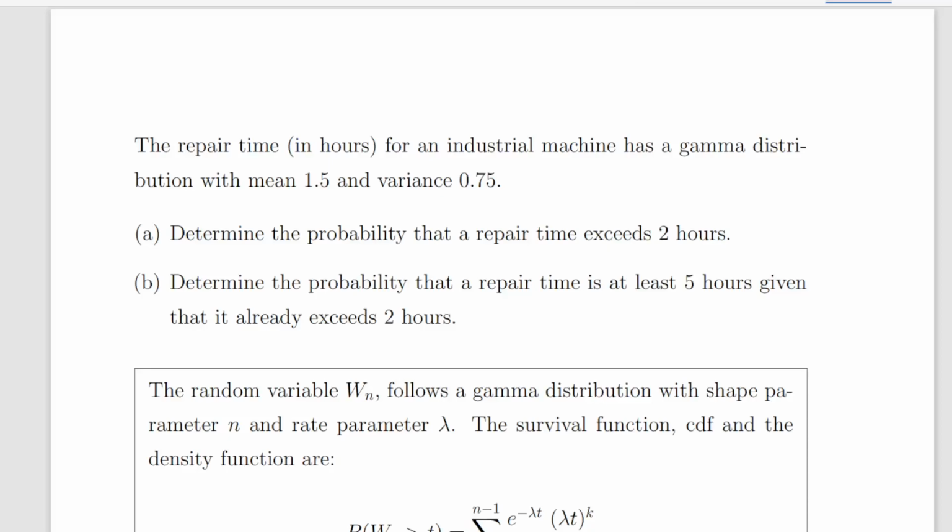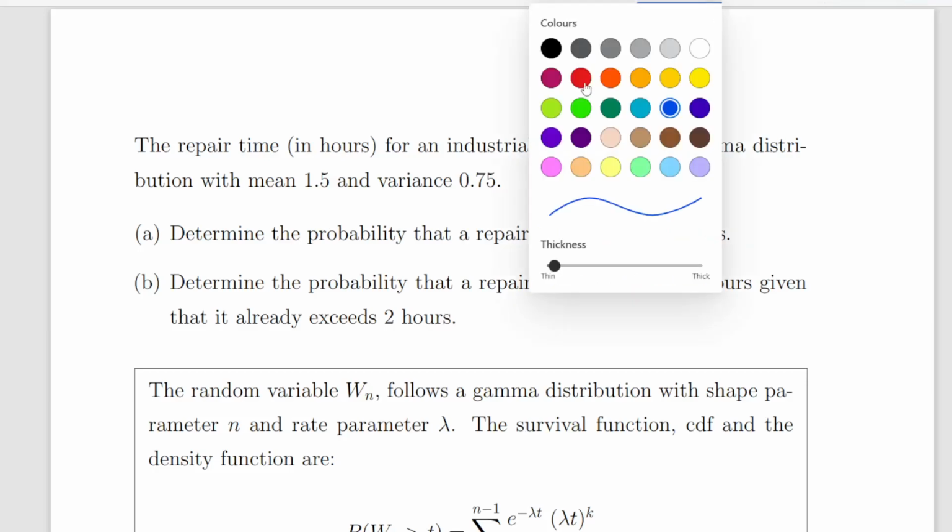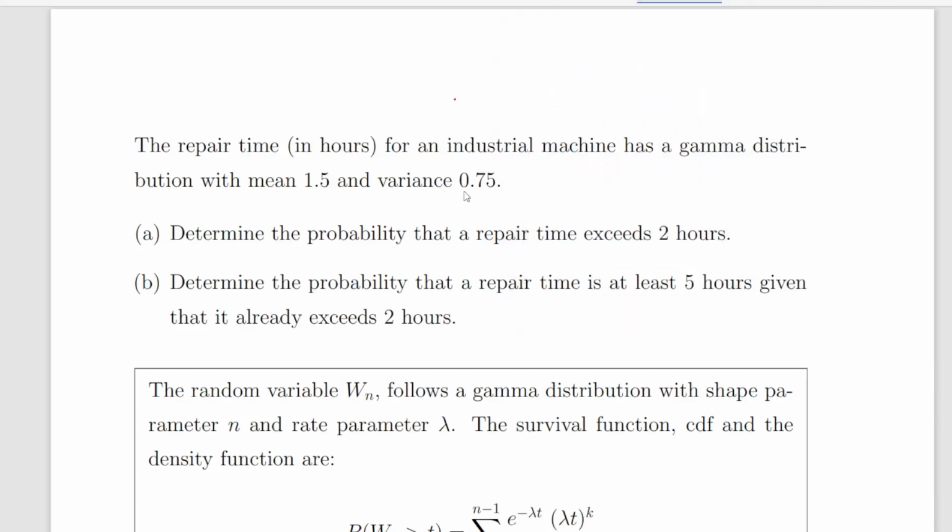Okay, in this presentation we're going to look at the gamma distribution. The repair time in hours for an industrial machine has a gamma distribution with a mean of 1.5 and a variance of 0.75. Okay, so those are the two key values we're going to be working with.